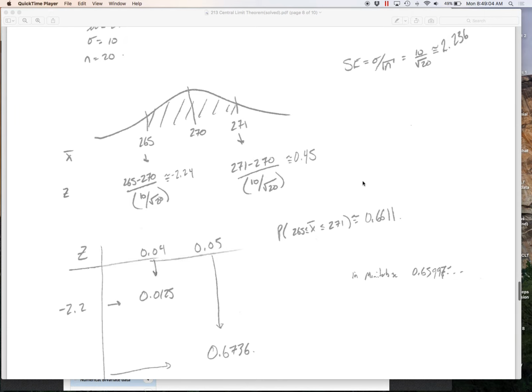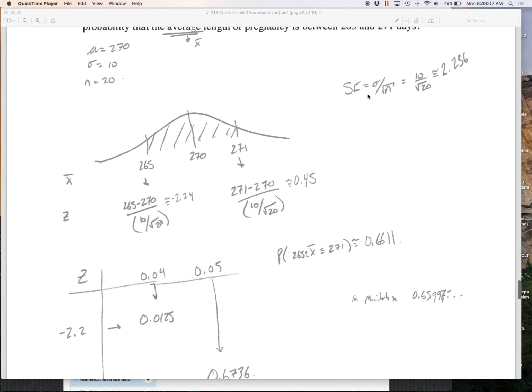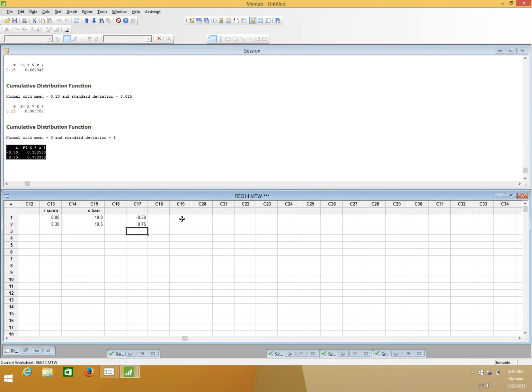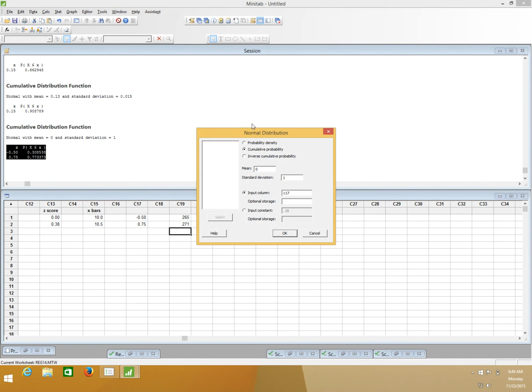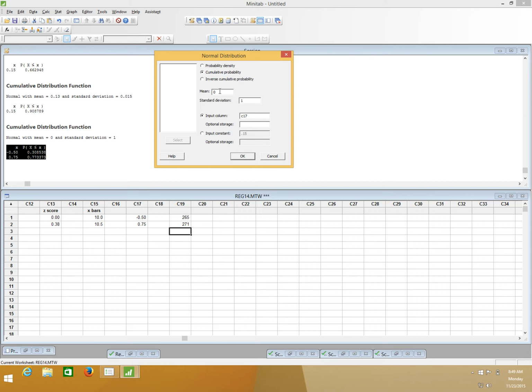Okay. Also, you can use Minitab, either using the z-scores or the standard deviation of the distribution here. So here the standard deviation of the distribution, also called the standard error, is 10 divided by root 20, which apparently is 2.236. Okay, so here I am looking for the probability in between 265 and on the high side 271. I know that this distribution is going to be normally distributed because I am talking about the average of 20 people. Okay, so this is going to be normally distributed.